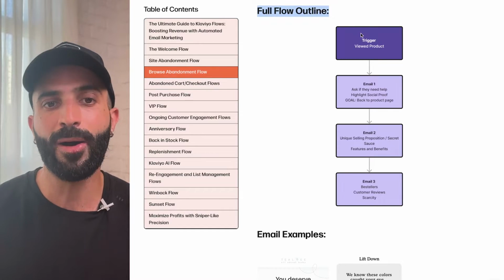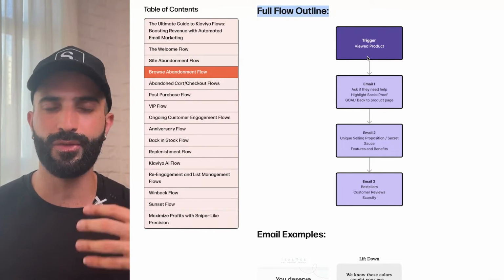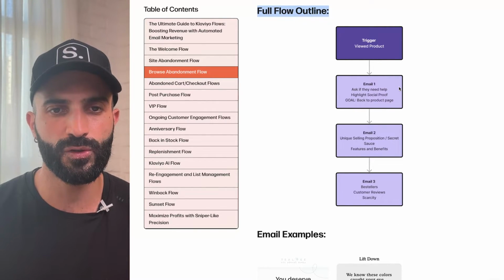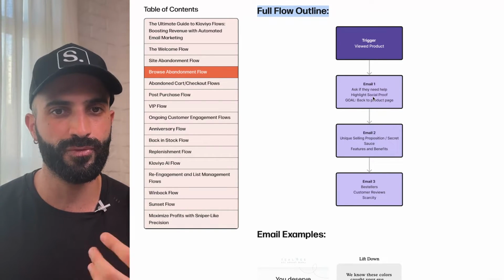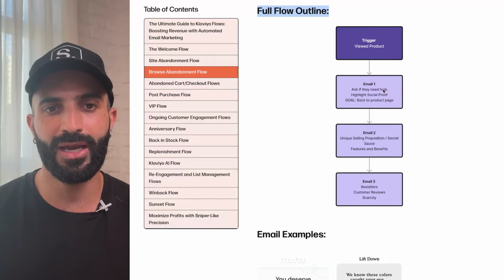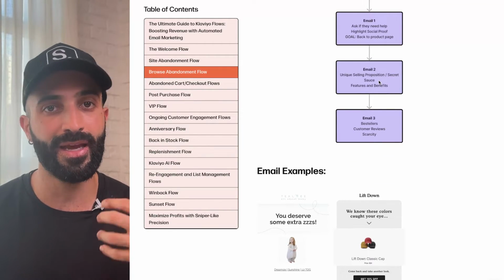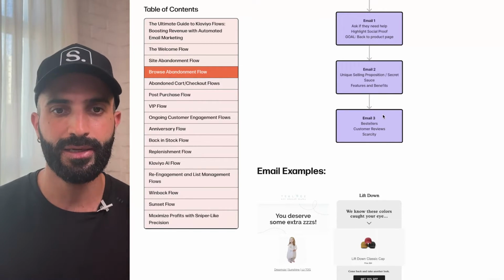The full flow outline is 3 emails. That's what we do for us. Just to begin with, again, there are many different variations here, but we typically like 3 emails. In the first email, remind them of the product, highlight social proof, reviews, return policies, and ask them if they need any help. Email 2 is talking about, again, the product, maybe throwing in a discount, talking about what makes your products unique, and features and benefits, right?